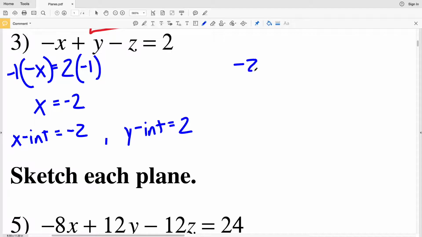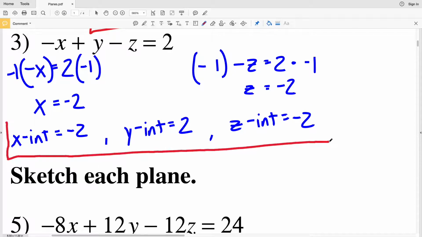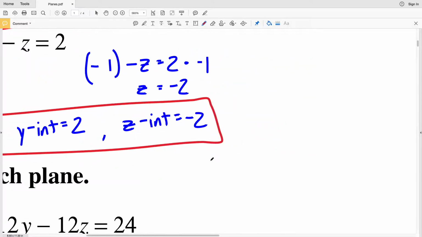And if negative z equals a positive 2, then I'll need to multiply both sides by negative 1 in order to get this z positive. Because negative 1 times negative z is a positive z, and I'll get that z is equal to a negative 2. Therefore, my z-intercept occurs at negative 2. So negative 2, positive 2, negative 2 are my x, y, and z intercepts respectively. Let's move on to number 4.